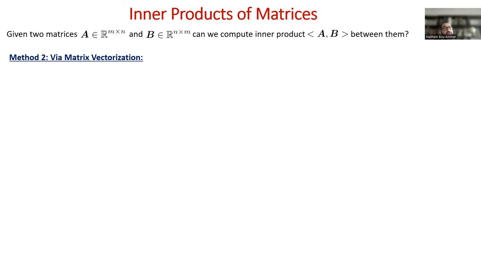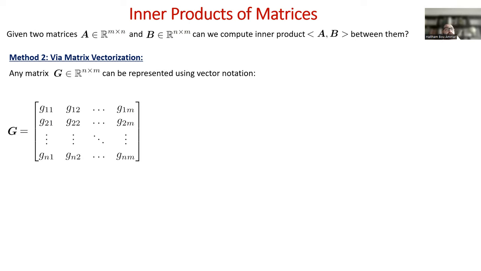Another way to compute this is that you can say, well, I know how the inner product between vectors works. So I'm going to vectorize my matrix, make it a long vector somehow. If I have matrix A transformed into a long vector and matrix B transformed into a long vector, then I am capable of computing the inner product by just using the vector inner product, which is u transpose v.